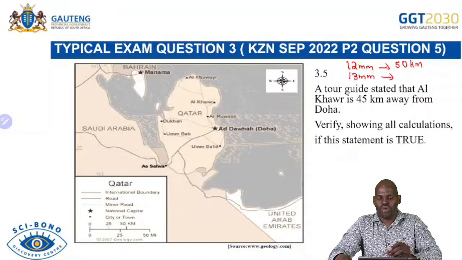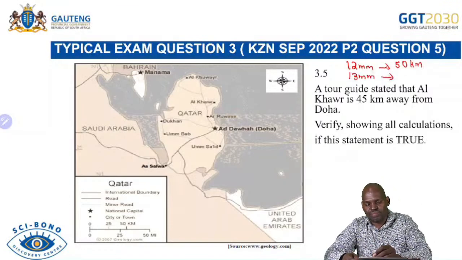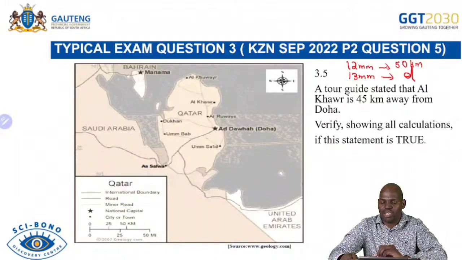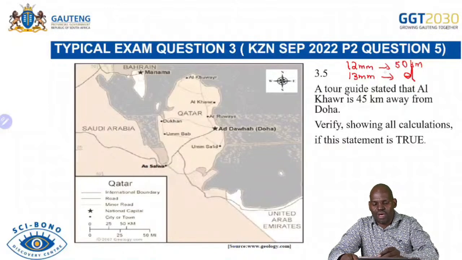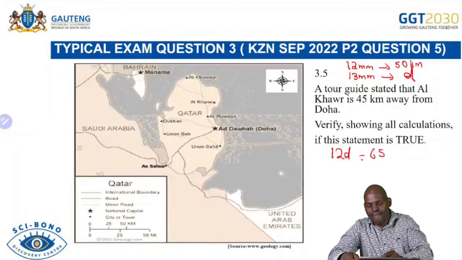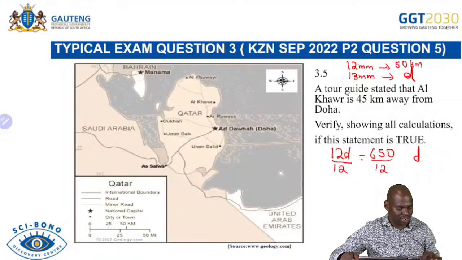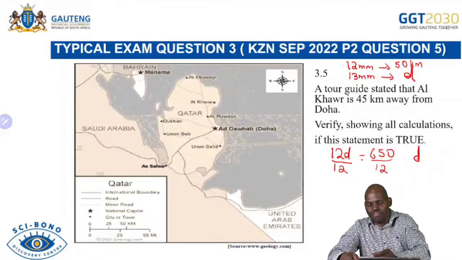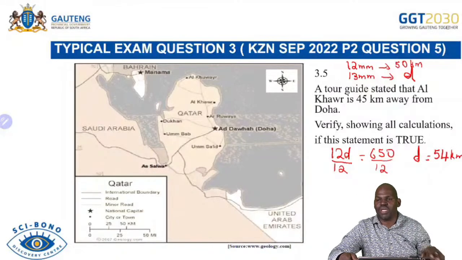Okay. Then we need to do the calculation. For the distance, we can use letter D. We cross multiply: D times 12, I get 12D equals 13 multiplied by 50, which is 650. Then we divide by 12, so D is equal to 650 divided by 12. Then I get 54. Remember, this is now 54 kilometers.